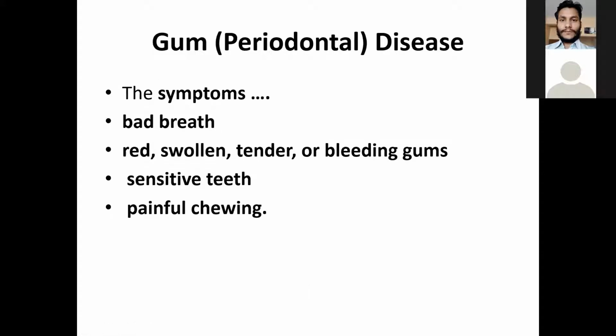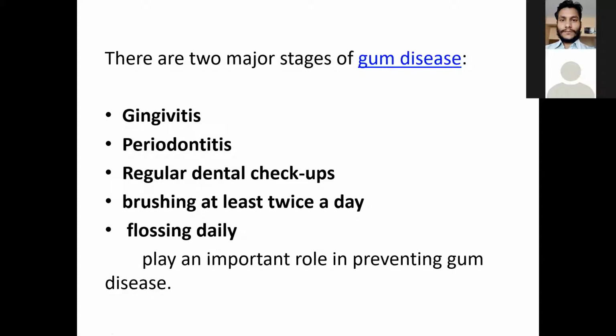So what are the symptoms of gum disease? Bad breath, red, swollen, tender or bleeding gums, sensitive teeth, painful chewing. So there are two major stages in gum disease. One is gingivitis and another is periodontitis. Brushing twice a day, regular dental checkups, and flossing daily are important in preventing gum disease.